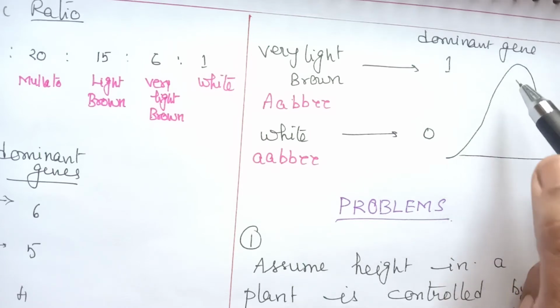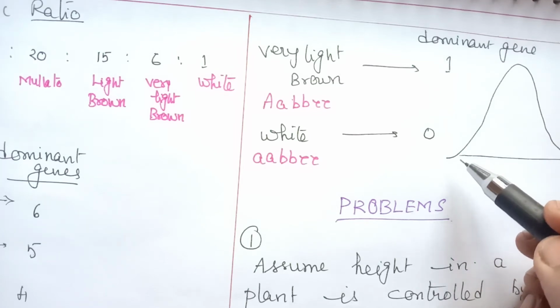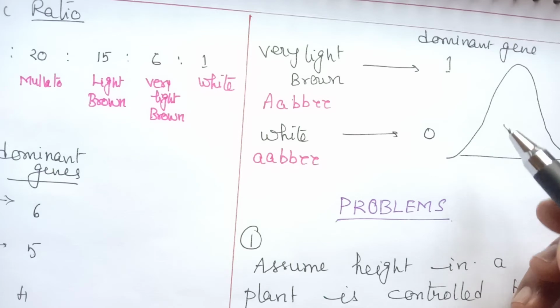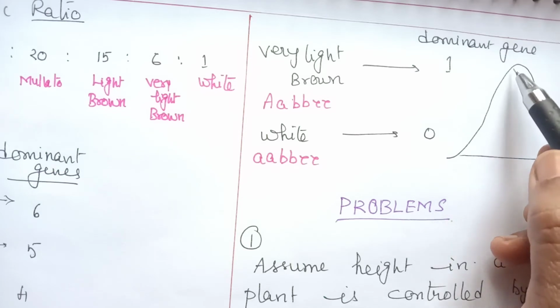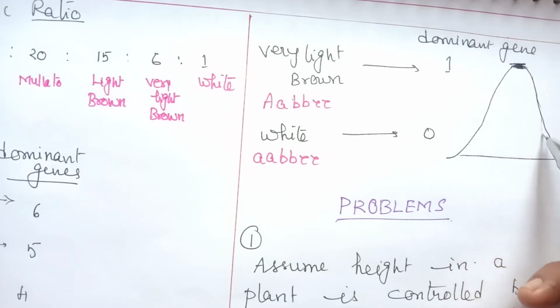Gradually there is an increase in number with a decrease in the intensity of the color. Maximum intensity we find here. Then there is a decrease in intensity and an increase in number. Then there is a 20 which is the peak, mulatto. And then again there is a decrease in number up to the last, white. There is a decrease in number.